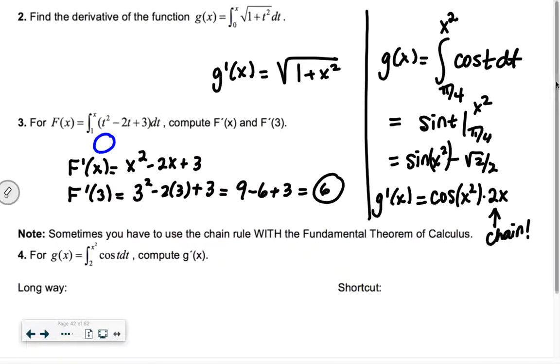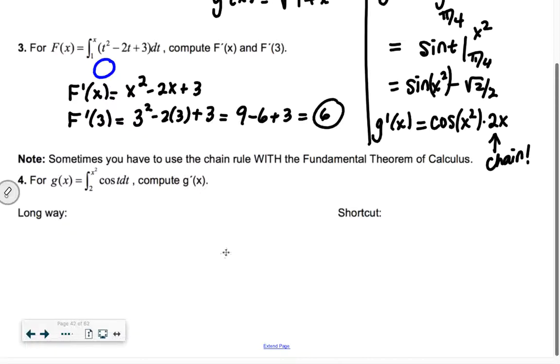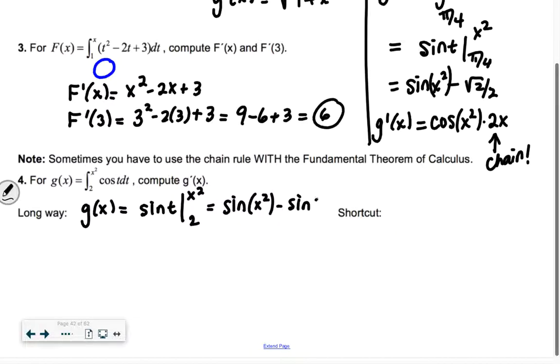All right, so the long way would be to say, well, I know my g of x function. If I integrate cosine, I get sine going from 2 to x squared. So that's going to give me sine of x squared minus sine of 2. So my derivative then would be cosine of x squared times 2x and then minus the 0.